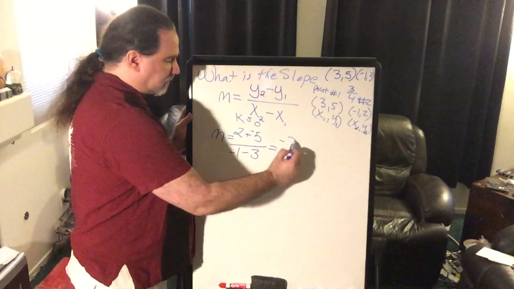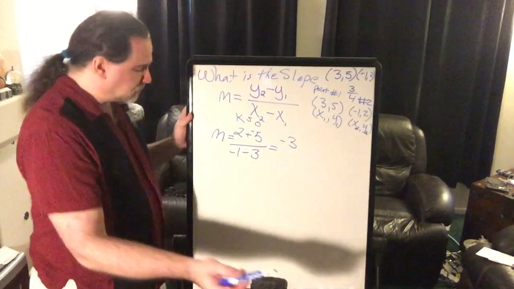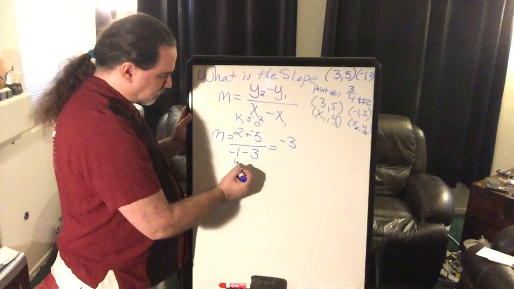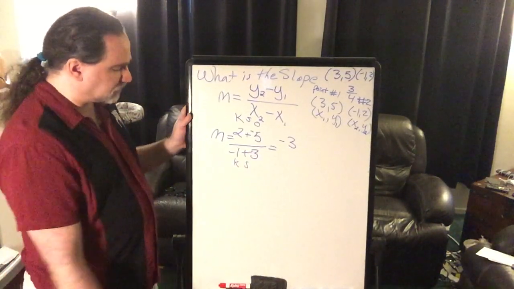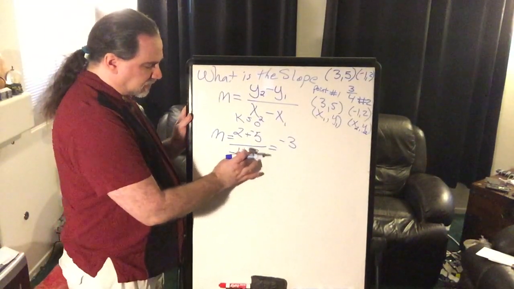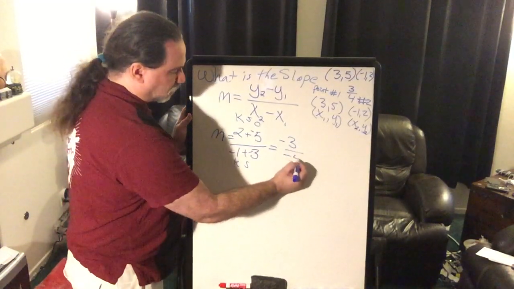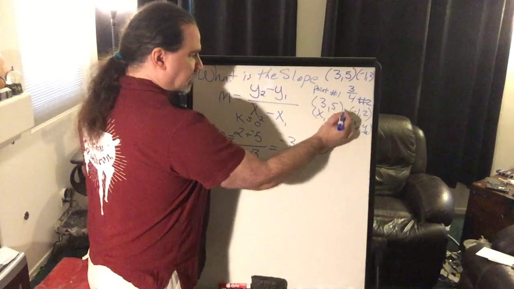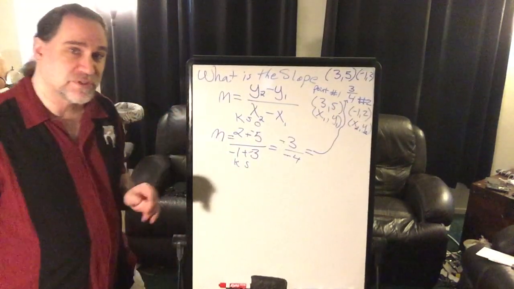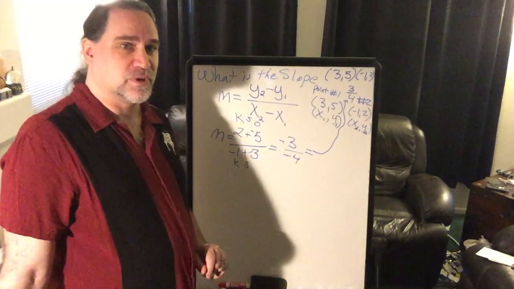2 plus negative 5 is negative 3. Then I like to do it again. Keep this negative 1, switch this to addition, and change that to a negative 3. Negative 1 plus negative 3 is negative 4. A negative divided by a negative is a positive. We already knew the answer was 3/4. But there it is, positive 3/4.